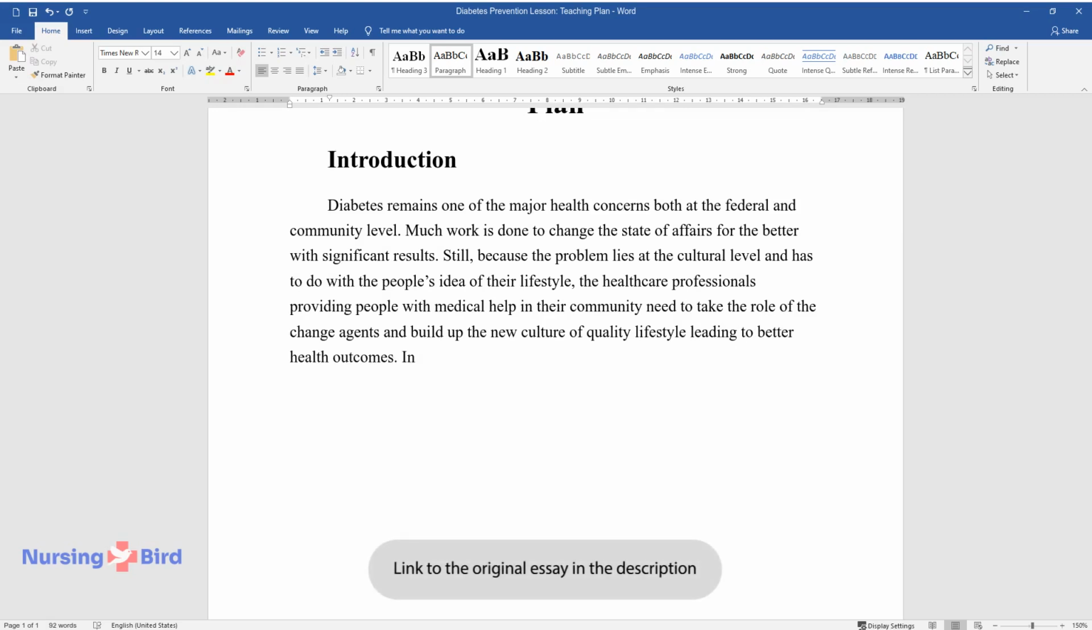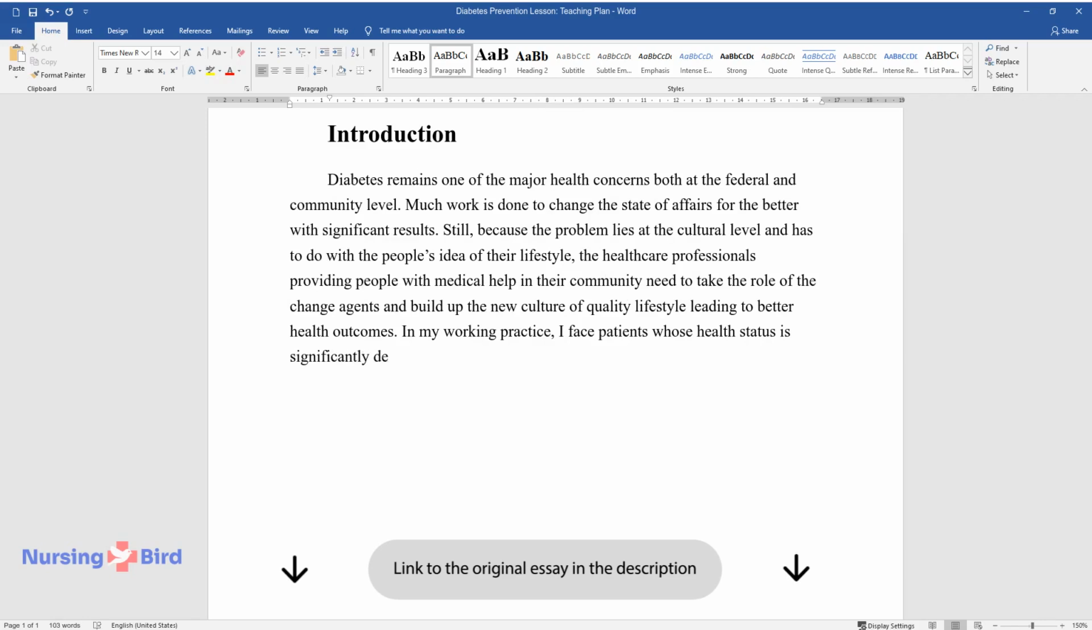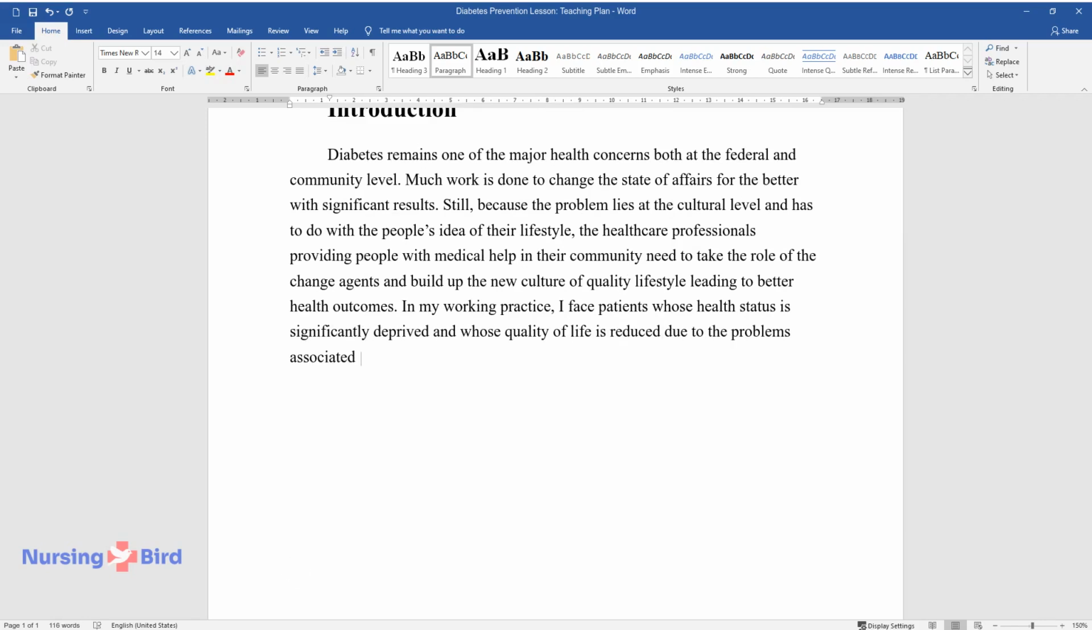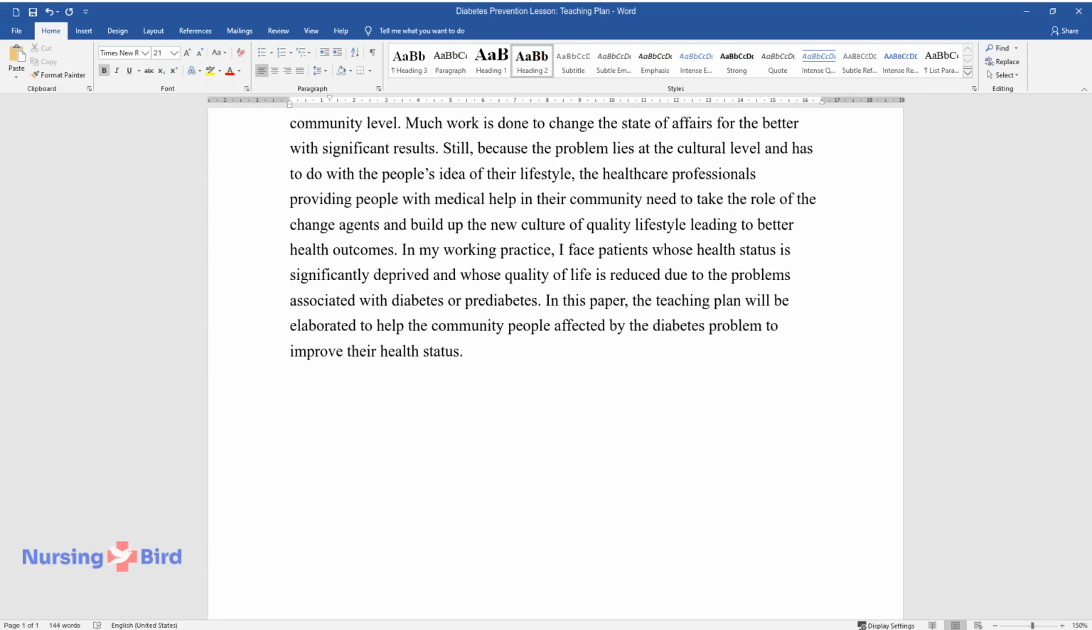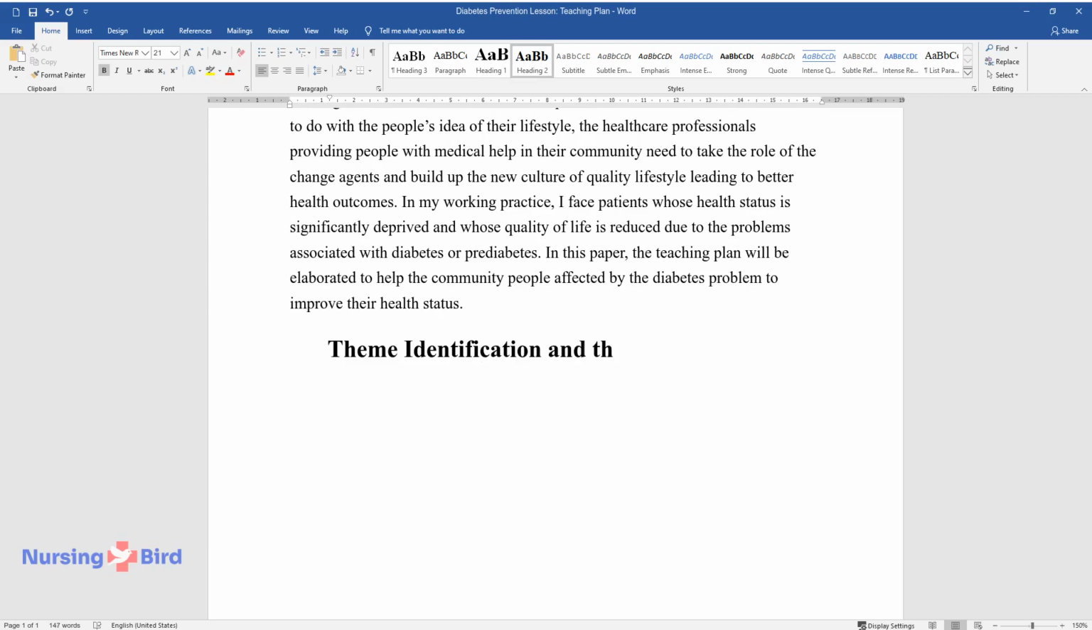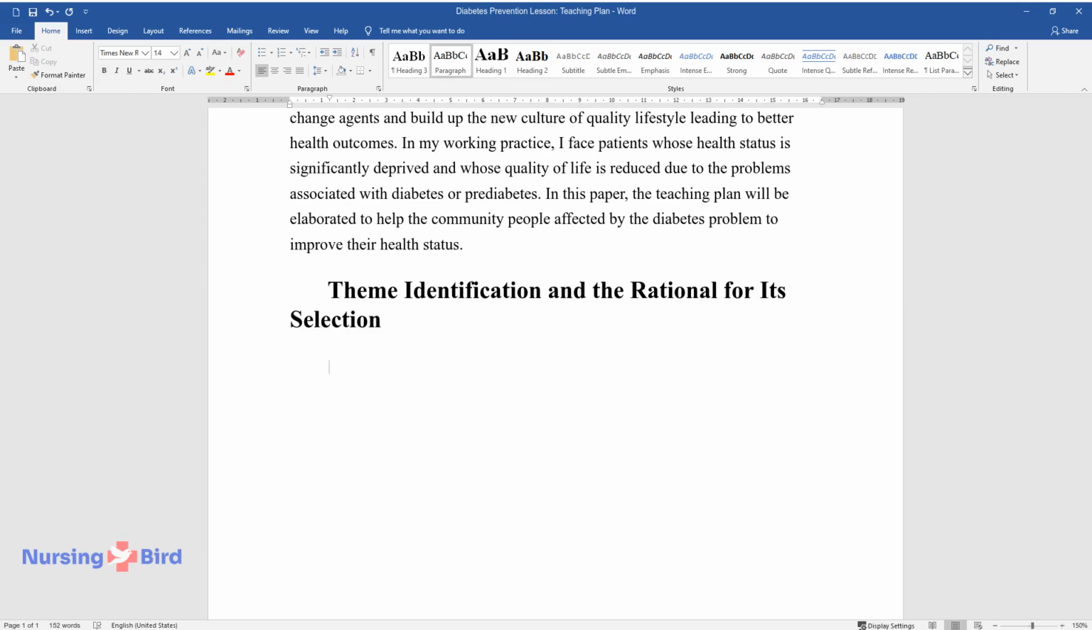In my working practice, I face patients whose health status is significantly deprived and whose quality of life is reduced due to the problems associated with diabetes or prediabetes. In this paper, the teaching plan will be elaborated to help the community people affected by the diabetes problem to improve their health status. Theme identification and the rationale for its selection.